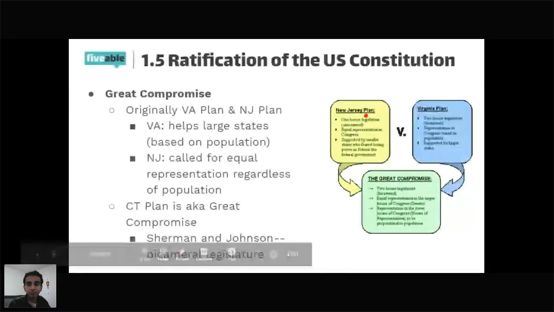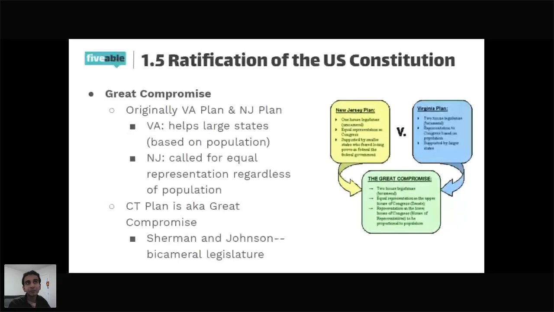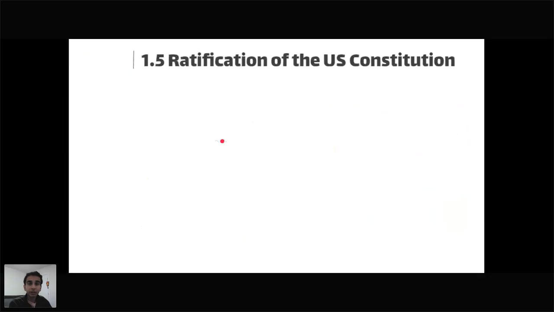So hopefully this is an easy question. Which House of Congress is equal representation and which House of Congress is representation based on population? Exactly. Senate is equal and House of Representatives is proportional. Yes, Senate is 2 per state. So yeah, good job. That's really the main thing you need to know about the Great Compromise.